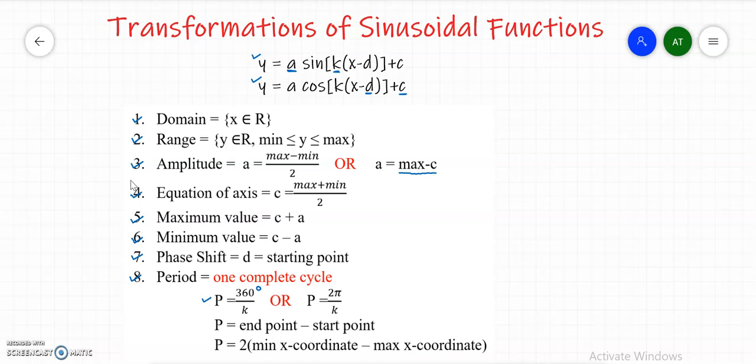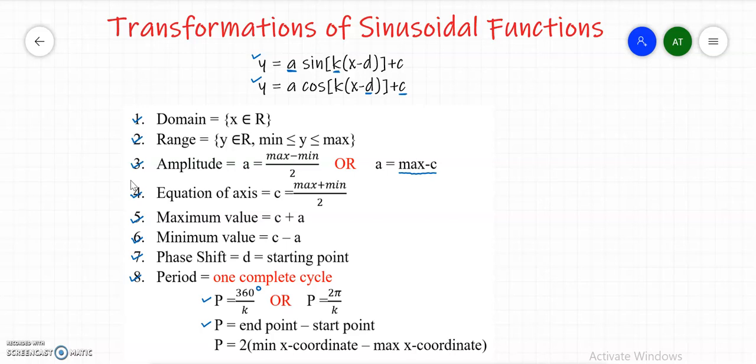Okay, when the equation is not given to you and you are given the curve, then you have to use the second formula for the period: the ending point minus the starting point. First you need to fix one complete cycle in your curve, and then you have to pick the ending point of your cycle and the starting point of the cycle and subtract. You will get the period.